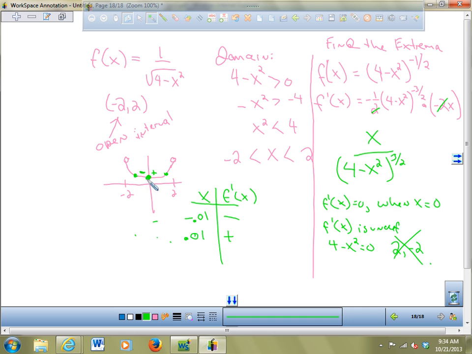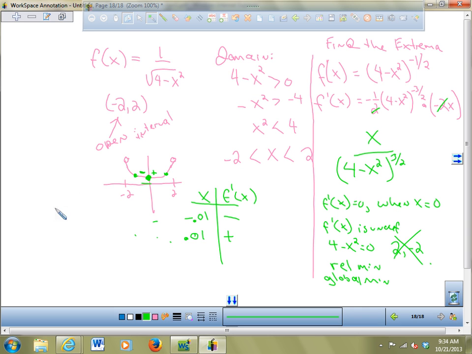So the slope is negative here, even though it looks pretty flat, and then it's positive here, which means at this critical value right there, I must have a relative minimum. But since that's the only critical value in that domain, it is also the global or absolute minimum. Global minimum. Okay? Yes? It's kind of tricky. Okay?